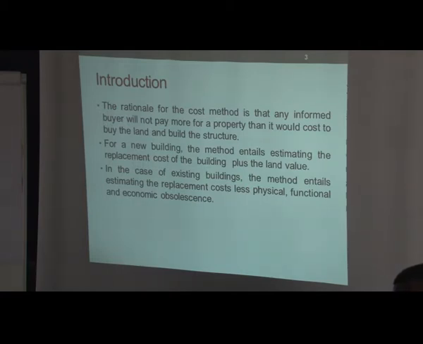So basically the cost method is the method which involves two valuations, one for the land and then one for the structure. You value those two things separately. Then the total value of that property is going to be the sum of the land value and the value of the structure.